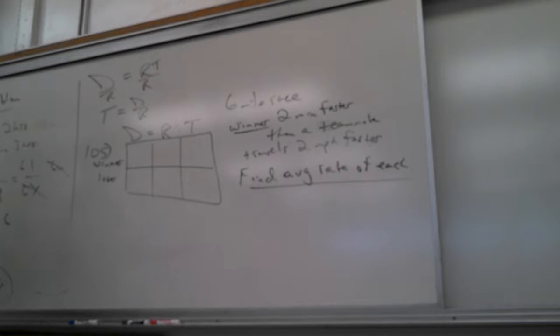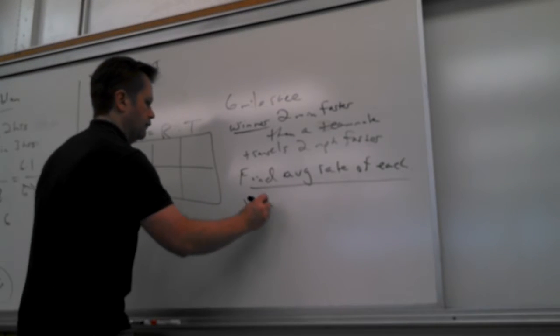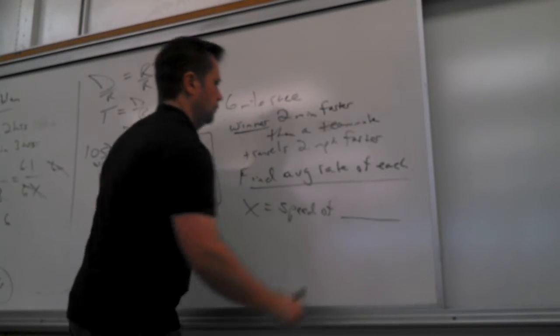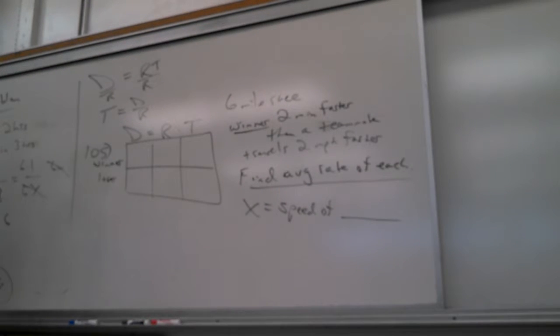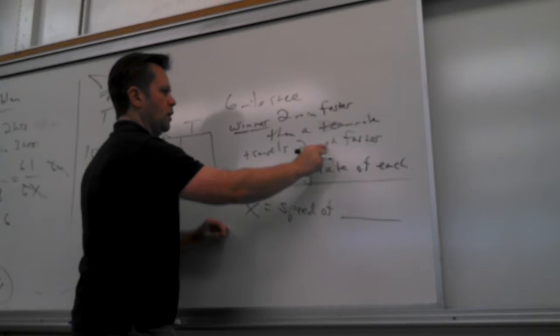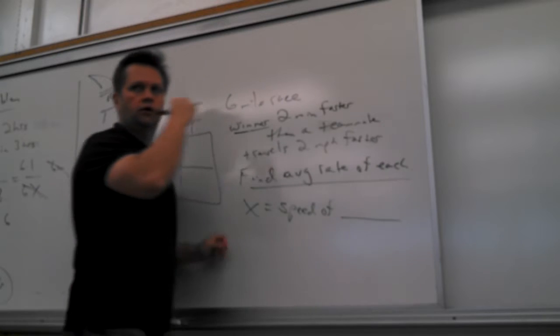I have to identify what the variable is. So what am I going to let x be, or whatever variable I want to use? What's x going to represent? Average rate. Yeah, x will be the average speed of who? Of every racer? No, because that would mean that they all went the same speed. If you make x everybody, then they all went the same speed. Which one depends on the other one? The winner was 2 miles an hour faster than the loser. So go with the loser.